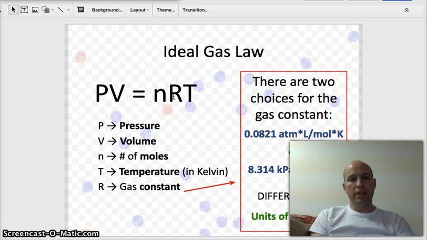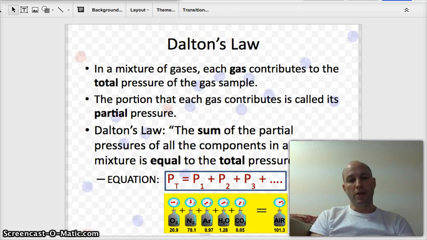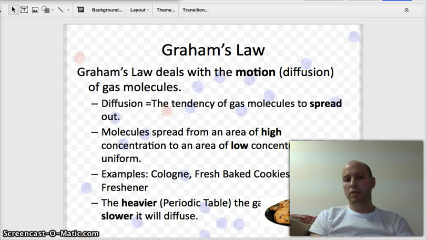Once we get a handle on the ideal gas law, we're going to look at 2 other laws, but a little bit more quickly. We're going to talk about Dalton's law, which is just saying that if you have a mixture of gases, each gas contributes part of that overall pressure. And we'll wrap things up by talking about some motion of diffusion.